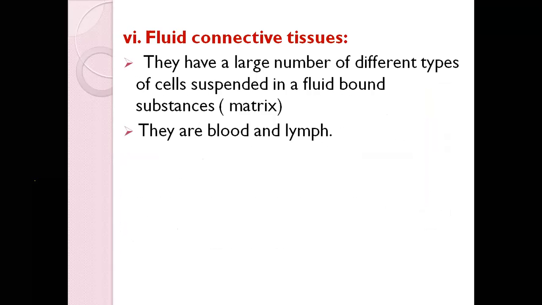Then the last connective tissue is fluid connective tissue. What is under here? It's mainly the blood and the lymph. They have a large number of different types of cells suspended in a fluid-bound substance or matrix. Blood is a very large connective tissue, found everywhere. It acts as a connective tissue because it carries nutrients and everything, connecting different parts or organs of the body.